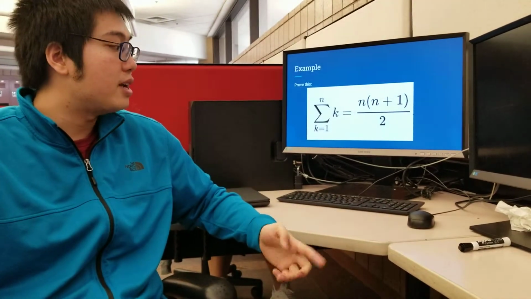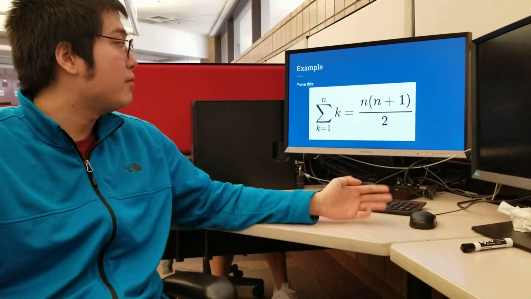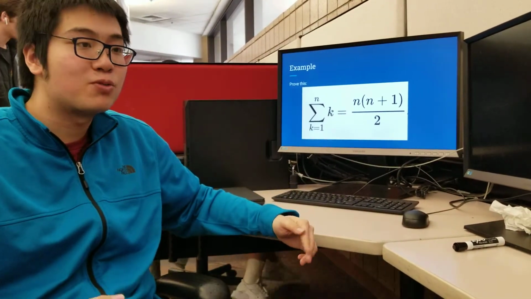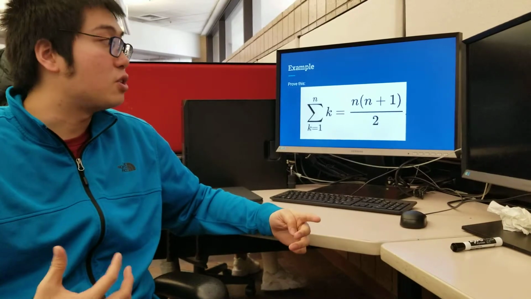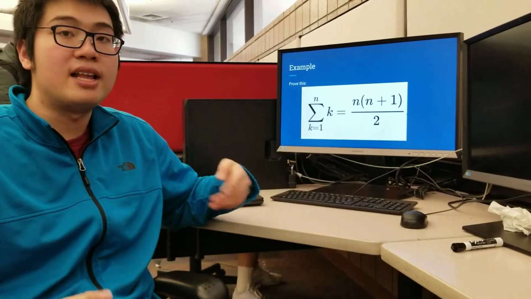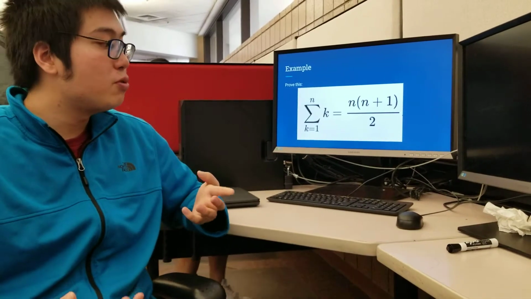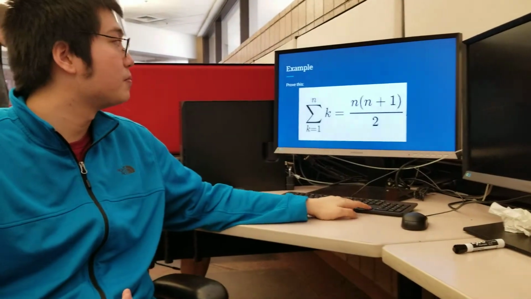So we can just jump right in and do this example. Many of you might already know that this is true: if you sum up the numbers from 1 through n, the total sum can be written in closed form as n times n plus 1 over 2. Today we're going to rigorously prove why this is true with induction.